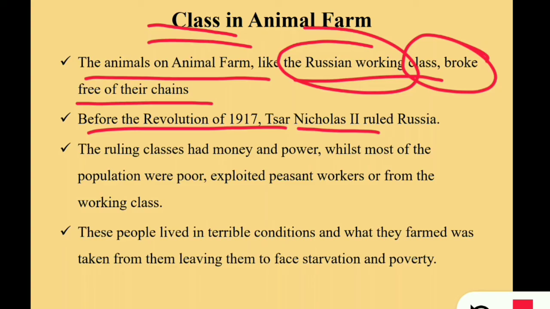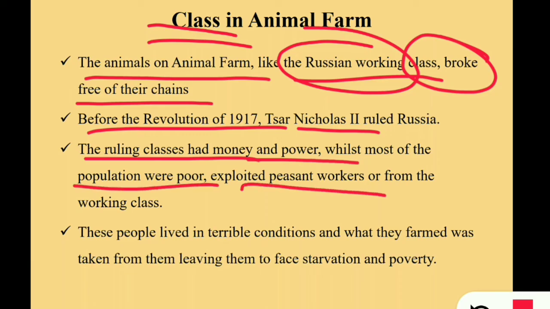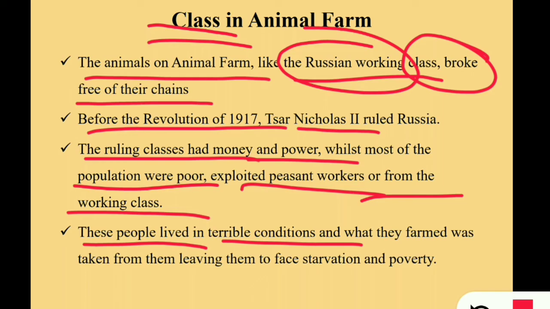The ruling classes had money and power, whilst most of the population were poor, exploited peasant workers or from the working class. These animals lived in terrible conditions and what they farmed was taken from them, leaving them to face starvation and poverty.